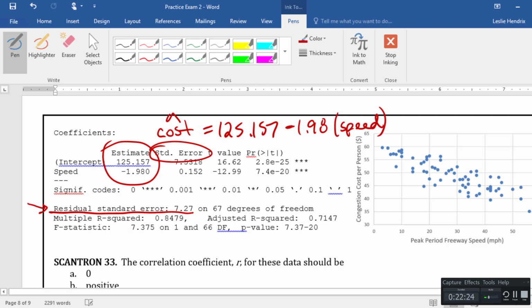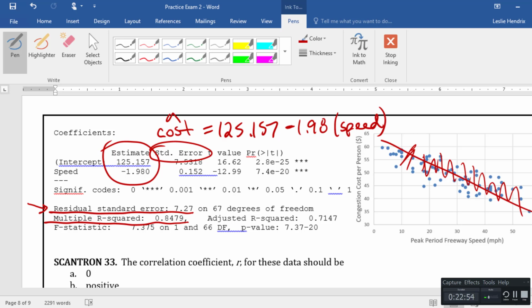Which R squared are we going to use? The multiple R squared. Remember, we're going to use the adjusted R squared when we get to multiple regression, but not yet, because we're only doing simple linear regression right now. All right, so the residual standard error is 7.27. That's your measure of variability around the regression line in the y direction. So what's on your regression line? Predictions. So one interpretation is that predictions of congestion cost tend to be off by $7.27.